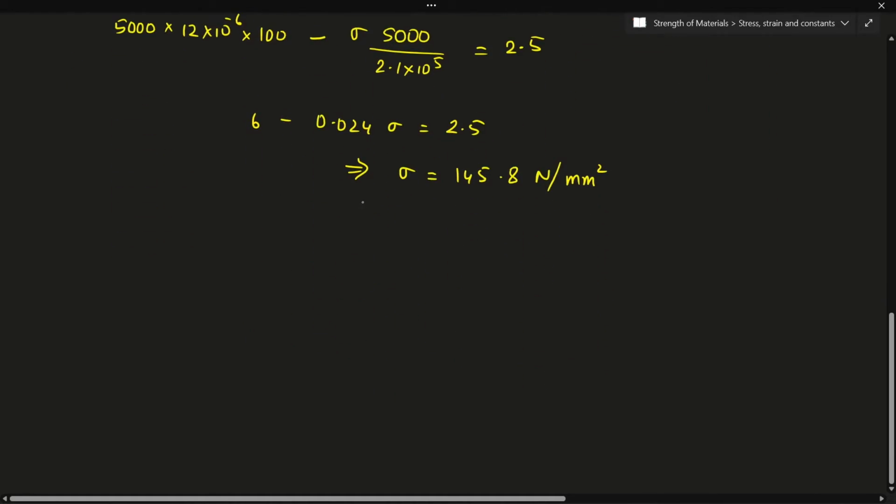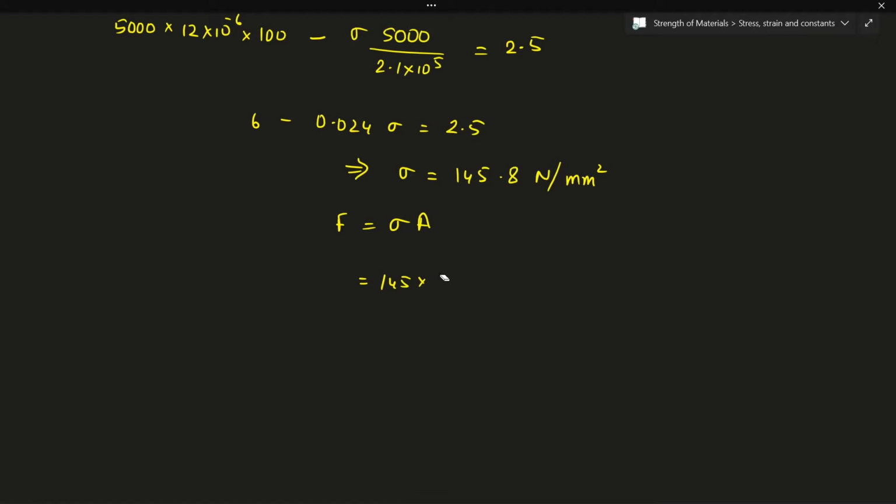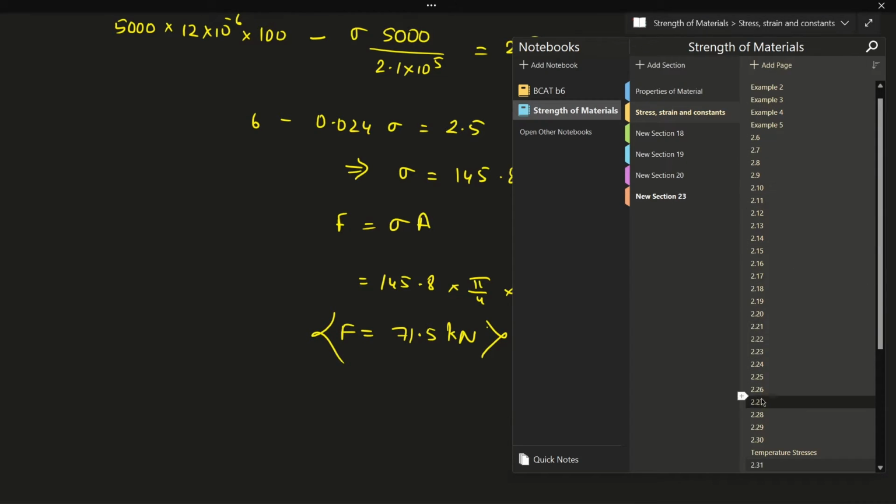Right, now to calculate the pull, we'll have F is equal to sigma into A, which is nothing but 145.8 into pi by 4 into 25 square. So which is nothing but 71.5 kilonewton. Right, so let me move to the next question now.